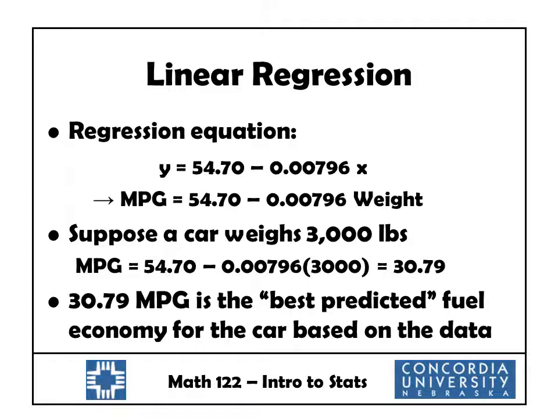It doesn't mean that the car will get exactly 30.79 miles per gallon. In fact, it probably won't, but this is a reasonable estimate. We also need to add this qualifier that it's an estimate based on the data, because if we had a different sample of cars, we'd probably get a slightly different regression equation and we get a different prediction. So that's how we use a linear regression equation. We simply plug in the value of one variable, do the arithmetic to get the predicted value of the other variable.